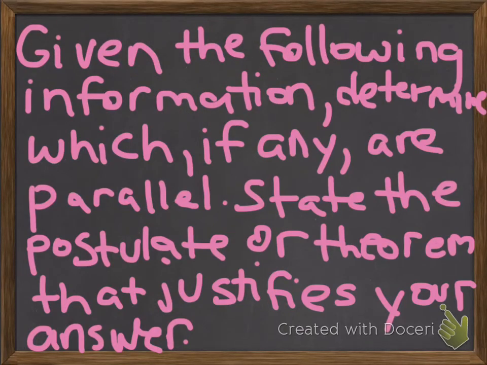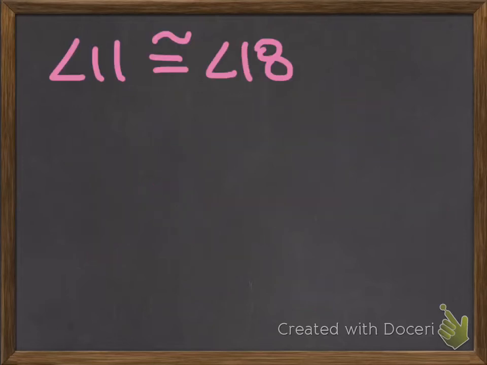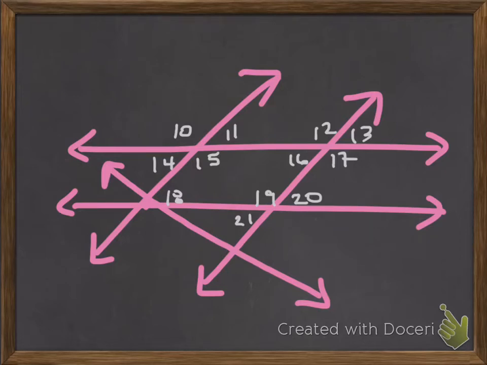Next, we're given a diagram where it says we need to determine if any lines are parallel and then state the postulate or theorem. So we need to determine what type of angles we have, and then we can use the converse theorems and postulates to have as our justification. So here's our diagram, and I'm going to be referring back to this a bunch of times. So the first one we're going to look at is angles 11 and angle 13.